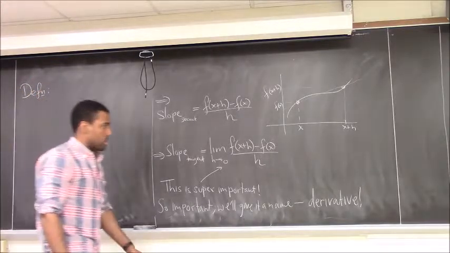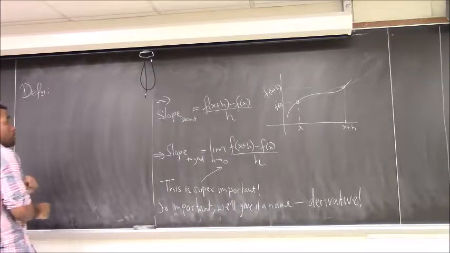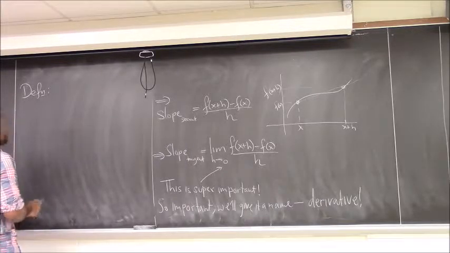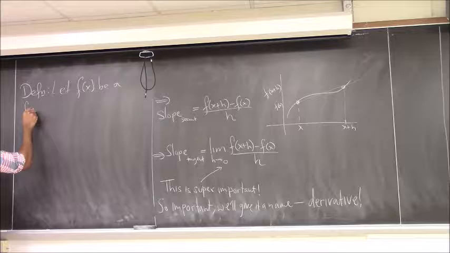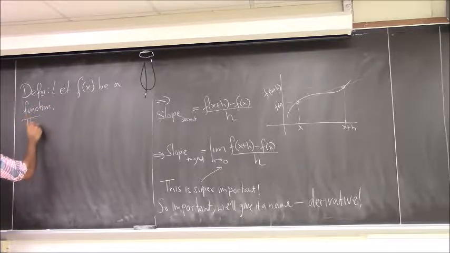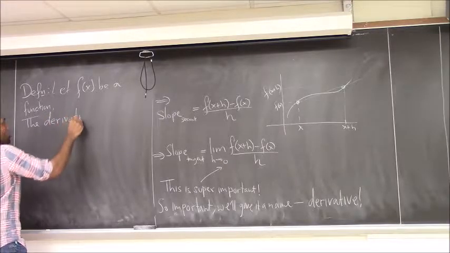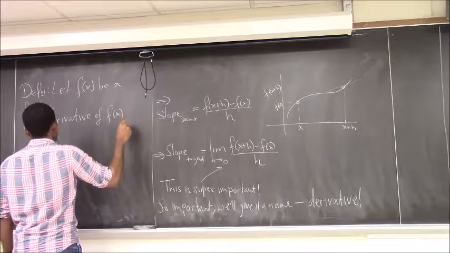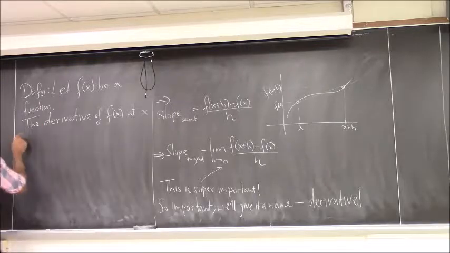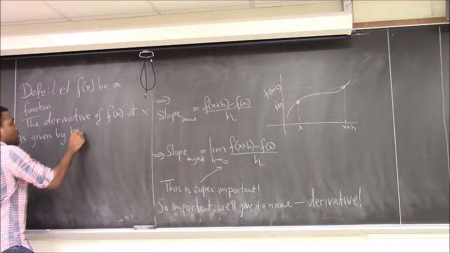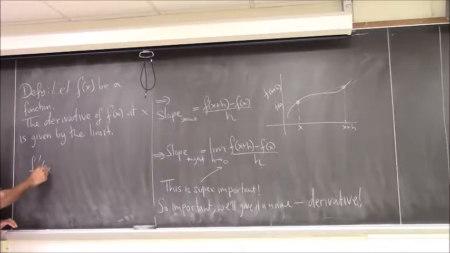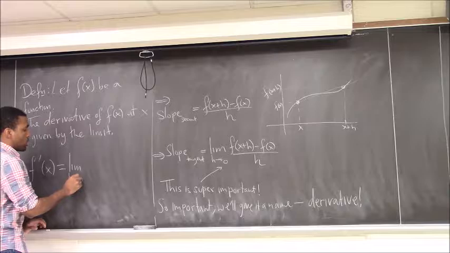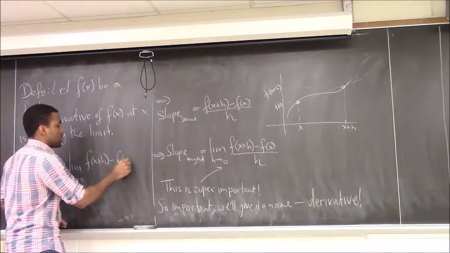So that leads us to the definition. So I'm going to actually officially define this and introduce this guy. So let f of x be a function. The derivative of the function f of x at x is given by the limit. And I'm going to introduce a notation here. This is called f prime of x. It's a little apostrophe, kind of a notch. Just write a notch like that. And it's equal to the limit as h approaches 0 of f of x plus h minus f of x all over h.